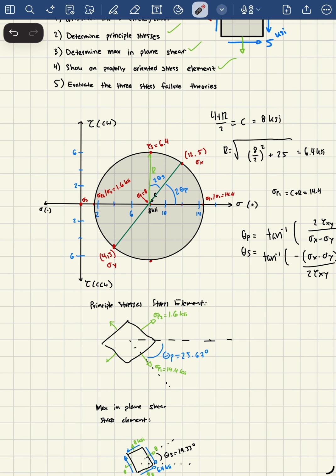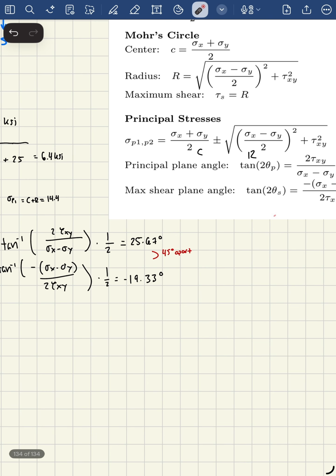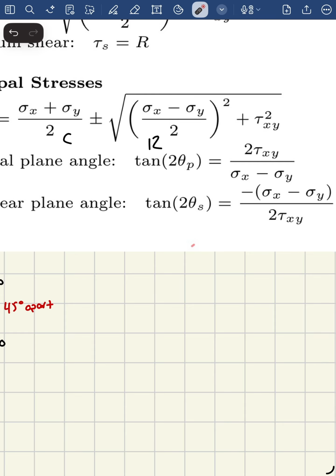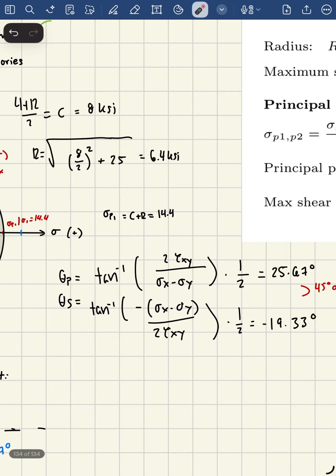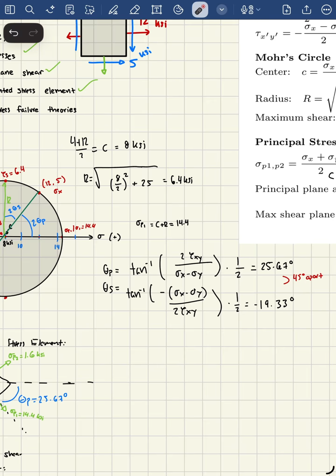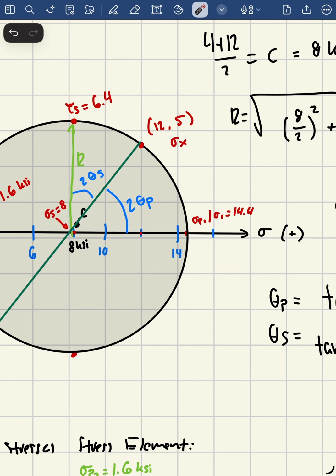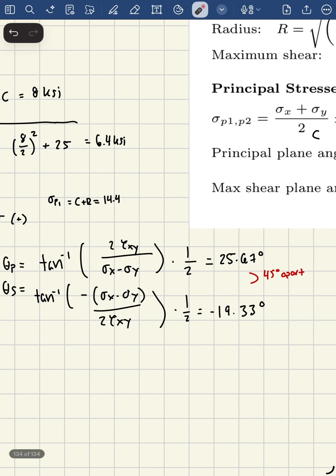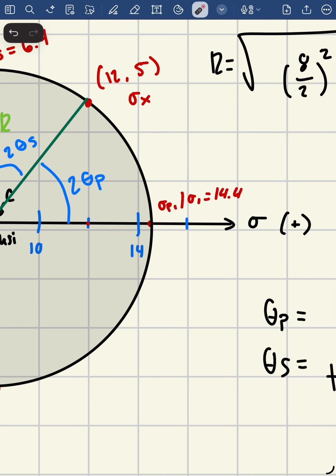Now we should probably determine this theta p that actually gets us to that principal stress. So theta p, it's just another equation. It's just going to be tan 2 theta p equals this. Working through it, you figure out theta p is going to equal tan negative 1 of 2 tau xy over sigma x minus sigma y, multiplied by 1/2. It works out to 25.67 degrees. So that's important. So this value right here is just going to be roughly 51.2, roughly, but that's going to be 2 theta p.